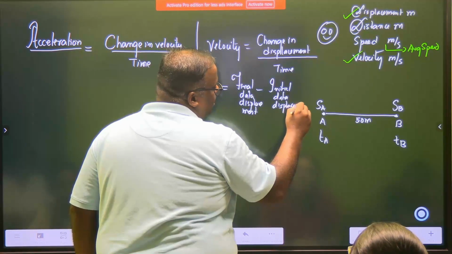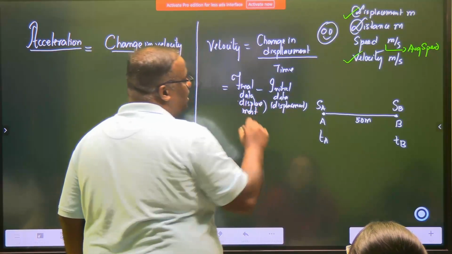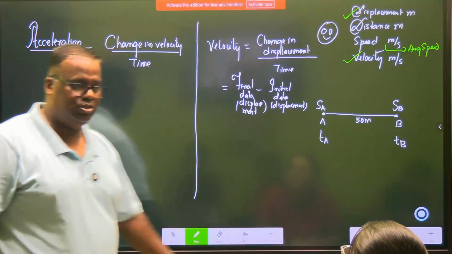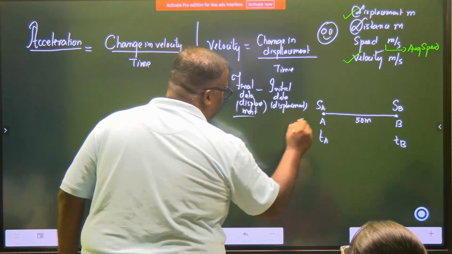Did you understand this or not? Say yes or no, my dear. Did you understand this? Final displacement minus initial displacement over time.